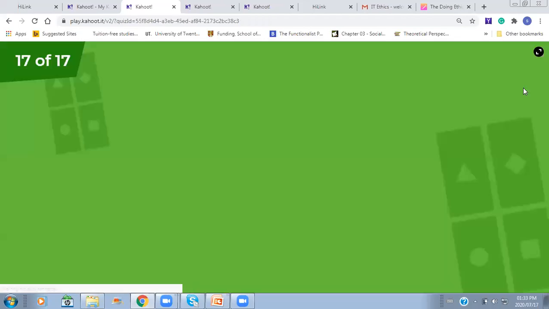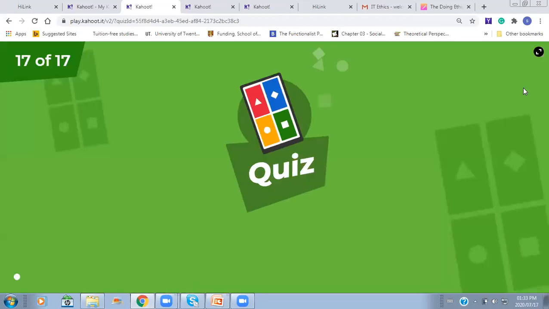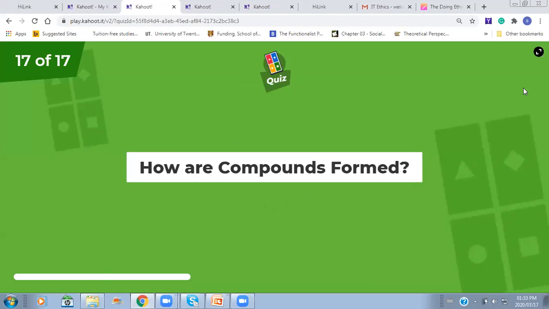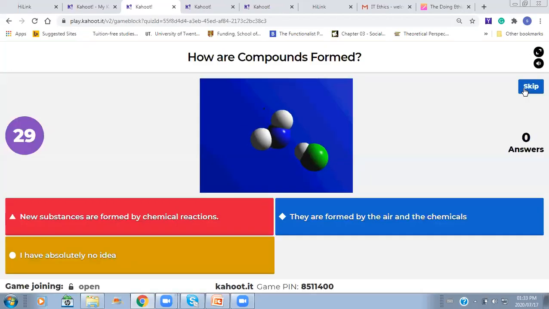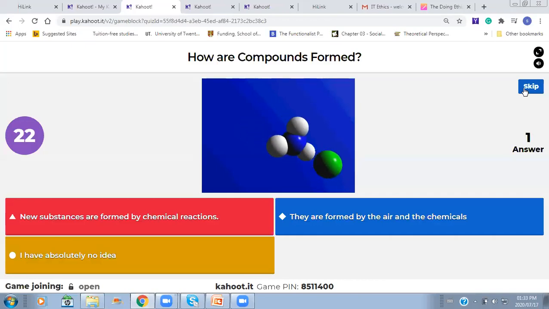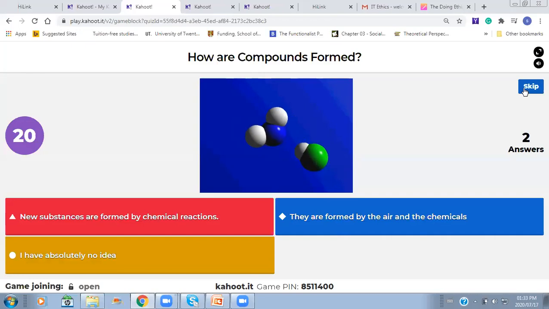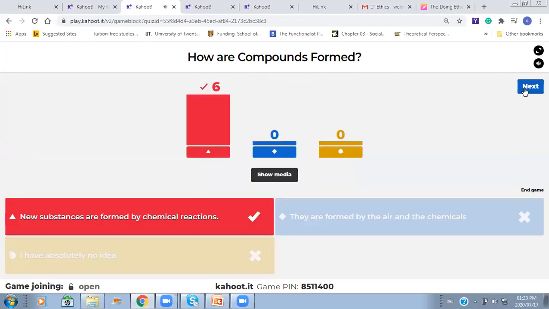Last question. How are compounds formed? New substances are formed by chemical reactions, or they are formed by the air and chemicals, or I have absolutely no idea. Check it out. Yes, new substances are formed by chemical means.